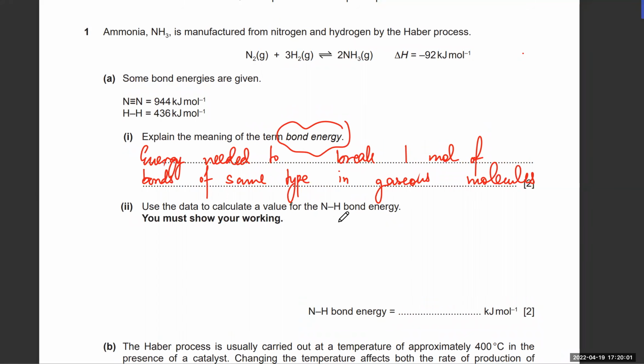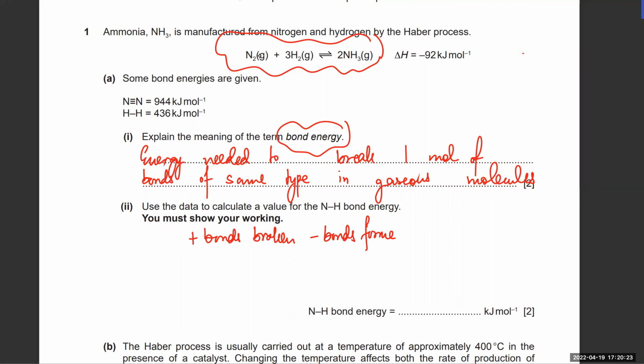And use data to calculate the N-H bond energy. You must show your working. So what is happening over here? You're breaking a bunch of bonds. So you're breaking how many bonds? It's bonds broken, which is endothermic, and bonds formed, which is exothermic, hence the minus sign. And that is equal to the enthalpy change of the reaction.